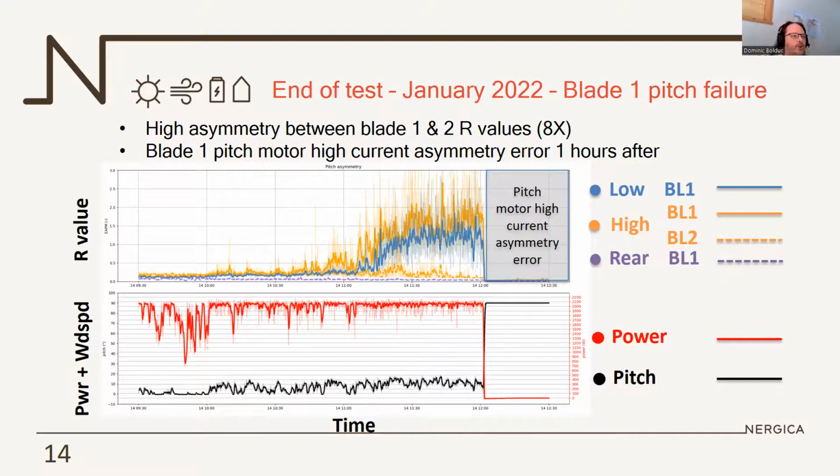This indicates that the blades were not at the same pitch during those times, and that's actually confirmed when we had the problem with our blade. Blade 1 was moving a lot slower than blade 2. So we were able to see this difference in performance and airflow on both blades, and actually the error signal from the turbine went on 1 hour after we detected that with the sensor.